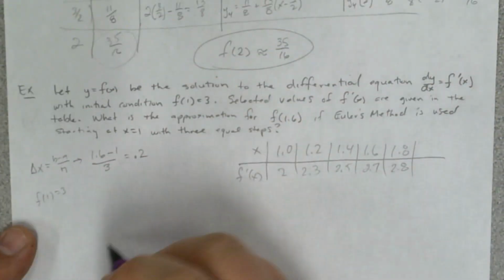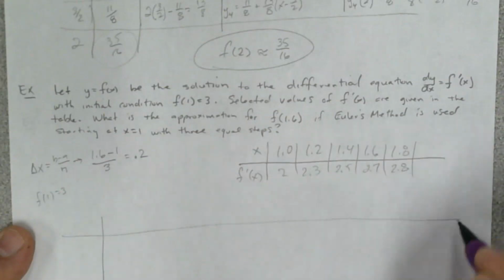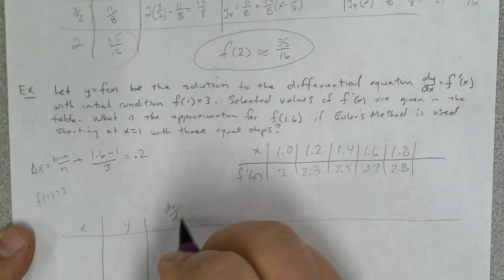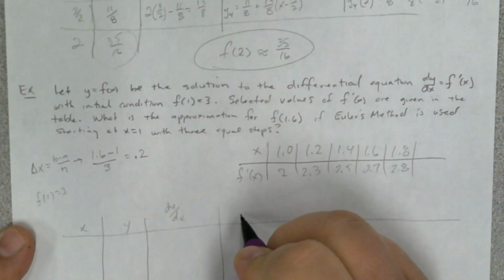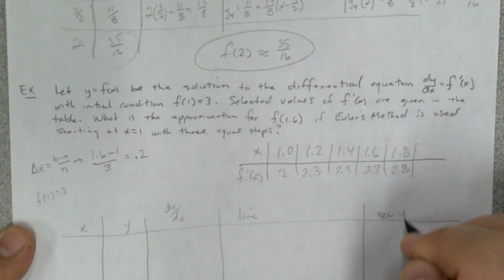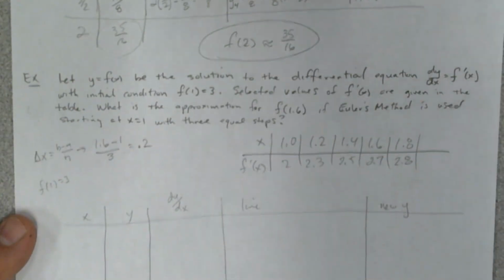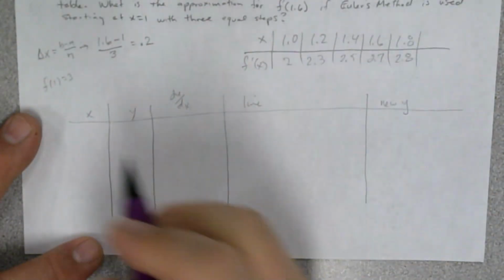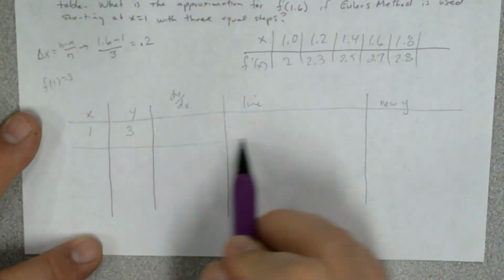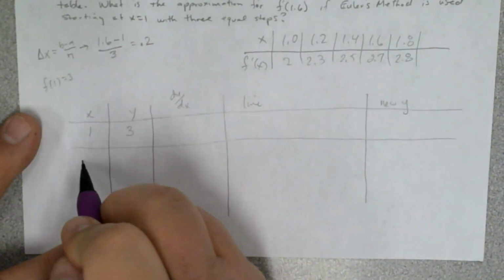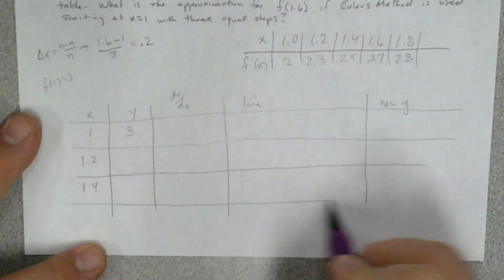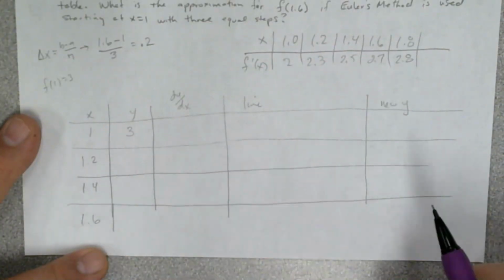So we make our table. Here's my x, that's my y, that's my dy dx. This is my line, and this is my new y value. Okay? So I'm going to start at 1, and y is 3, and then I'm going to do changes of 0.2, so this will be 1.2, and then 1.4, and then 1.6 is where I'm going to end.